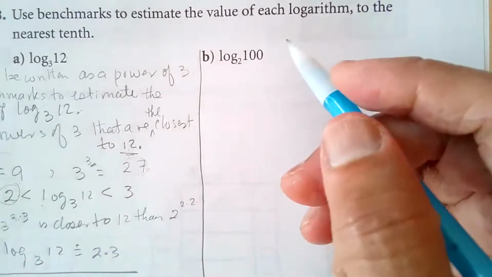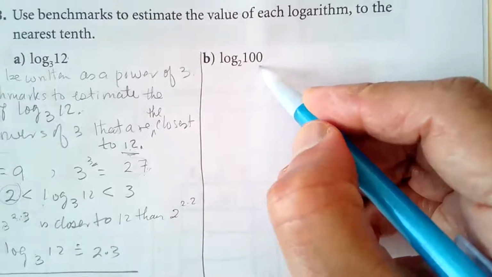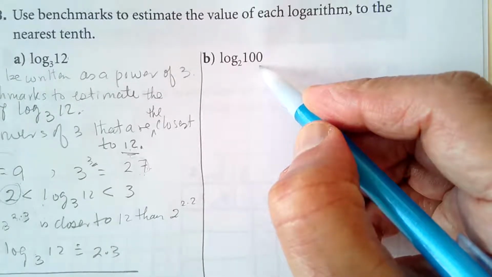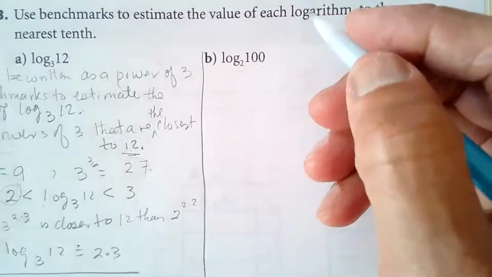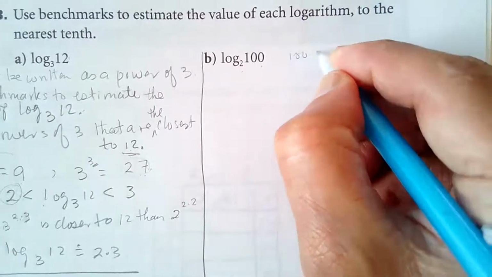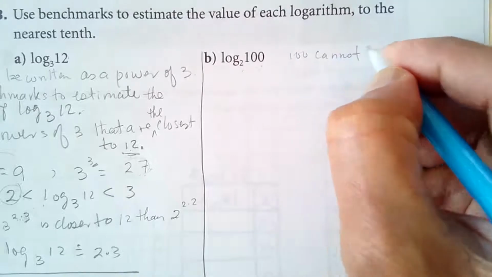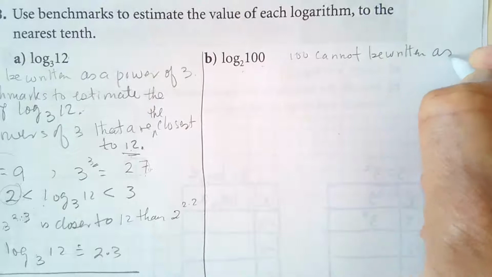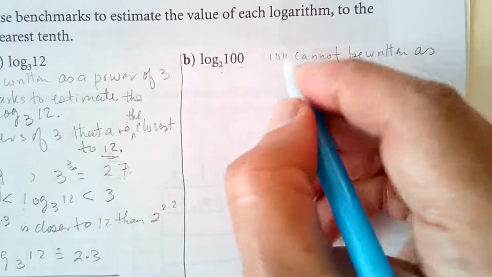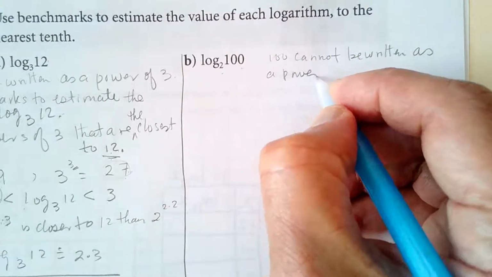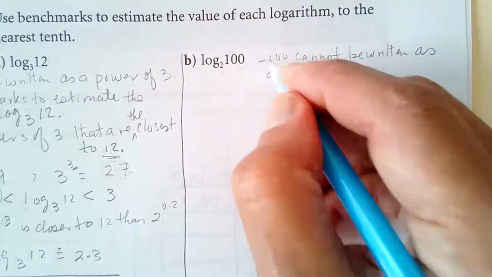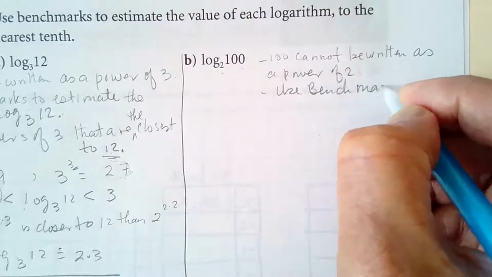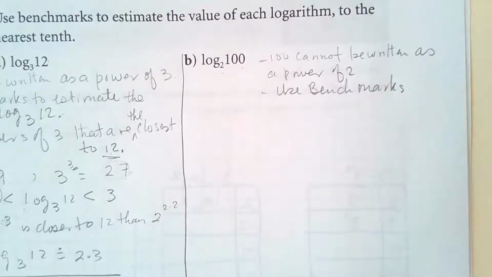In here, we cannot write 100 as a power of 2. So we can say that right away: 100 cannot be written as a power of 2. So we'll use benchmarks to estimate.